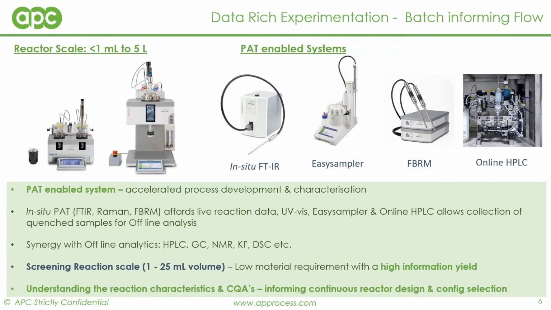The application of FTIR, Raman, and FBRM affords live reaction data, allowing us to track catalytic reactions, heterogeneous or homogeneous reactions, and easily characterize these. We can screen from 1 mL to 25 mL scale, and this is really attractive because for early phase projects, we often have low material availability, and with these 1 to 25 mL volume reactions, we really don't need a lot of material to get a high information yield. It is this information that we then feed into the next stage, which is configuration screening.